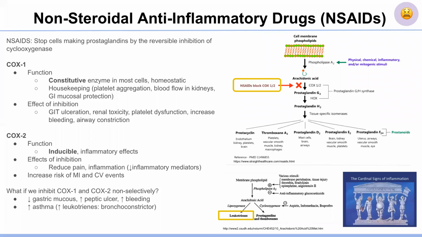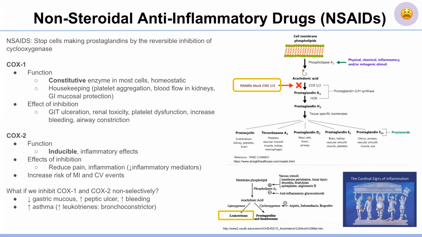Amazing. Thanks, James. Okay. So NSAIDs are non-steroidal anti-inflammatory drugs. They act to inhibit cyclooxygenase, which is the enzyme involved in making prostaglandins. There are two types. COX-1 is our constitutive enzyme, so it exists in most cells and regulates housekeeping functions, things like platelet aggregation, blood flow in kidneys, GI mucosal protection. If we inhibit COX-1, then we get the opposite effects, things like platelet dysfunction and increased bleeding and GI ulceration.